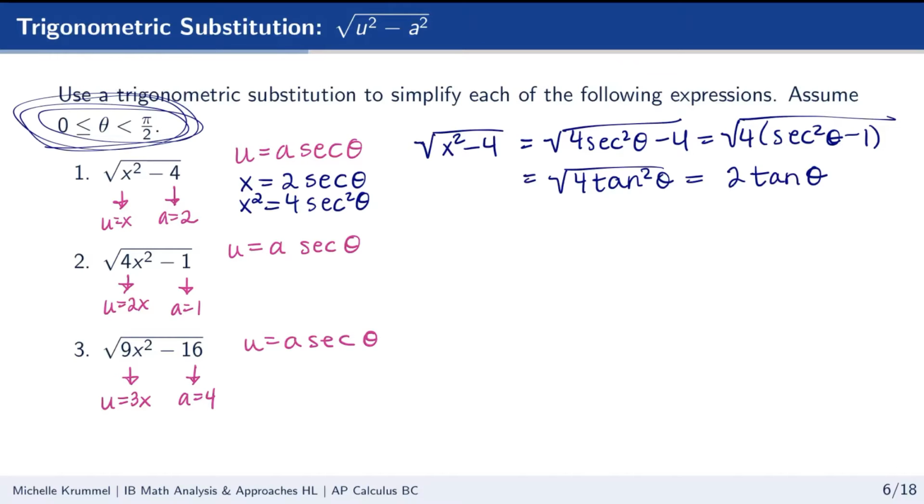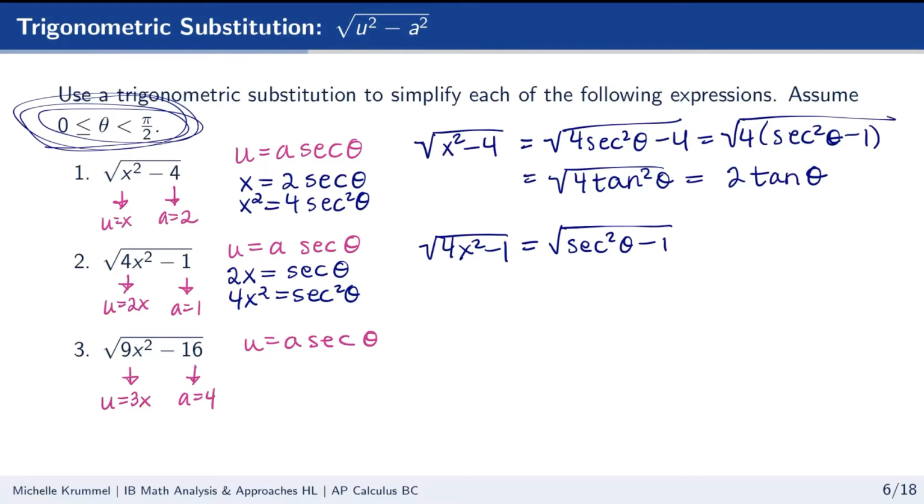Okay, for number 2, we have now 2x equals 1 times secant theta. If we square both sides, we'll see 4x squared equals secant squared theta. So the expression square root of 4x squared minus 1 becomes, we're going to substitute in for the 4x squared, secant squared theta minus 1, and that turns into the square root of tan squared theta, which just becomes tan theta.